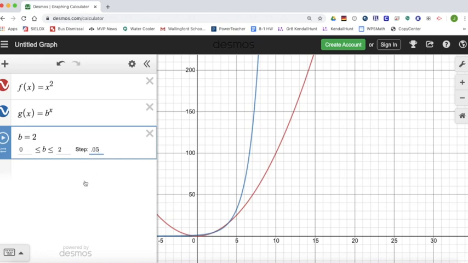Yeah, sure, I'll do that. That doesn't matter for you guys. Okay, so we have our 2 to the x. So let's see if we can change this growth factor.